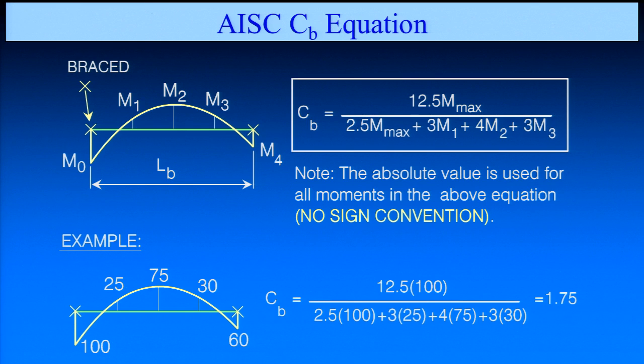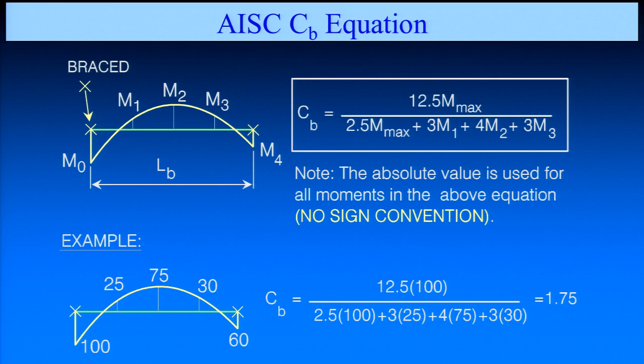So I may have a moment diagram that looks like this, and normally I would say, well, gee, this is negative moment, this is positive moment. For the purposes of evaluating C sub B, I neglect all signs. So I come in here and I say, okay, my maximum moment along the length here is 100. The values at the quarter points of the unbraced length are 25 and 30. I can plug those in there. 75 at the center line. This gives me a C sub B of 1.75.